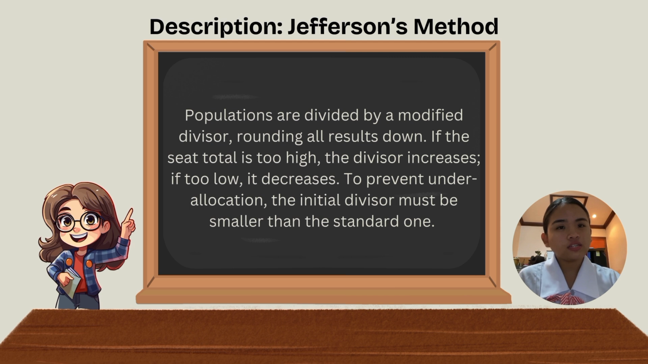So how does Jefferson's method work? The population is divided by a modified divisor, rounding all the results down. If the seat total is too high, the divisor increases. And if it's too low, it decreases. To prevent underallocation, the initial divisor must be smaller than the standard one.